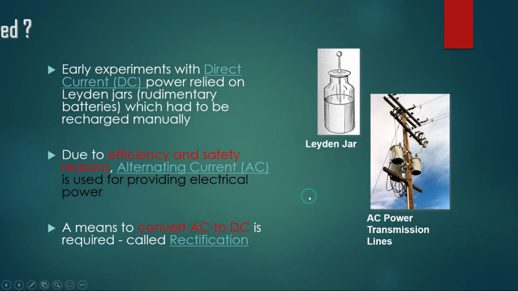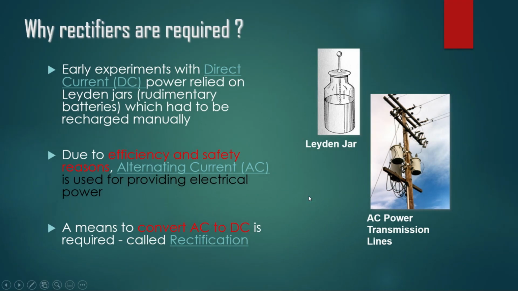Earlier, before rectifiers, zinc jars were used for carrying power, but they were very bulky, not so efficient, and there was no safety in those systems. So there was a requirement to convert AC to DC. Rectification is nothing but the conversion of AC current to DC current.